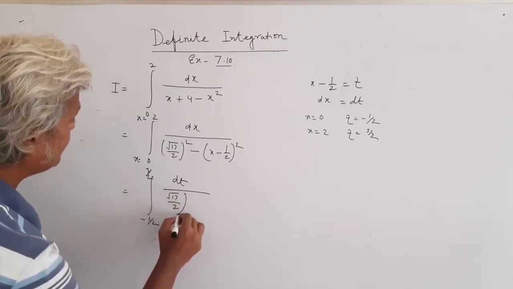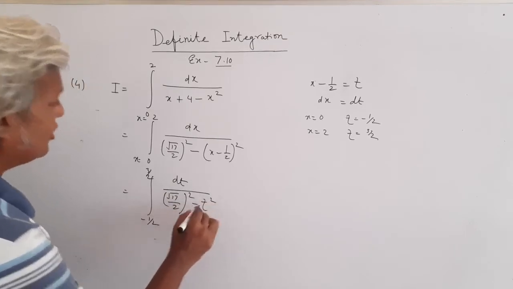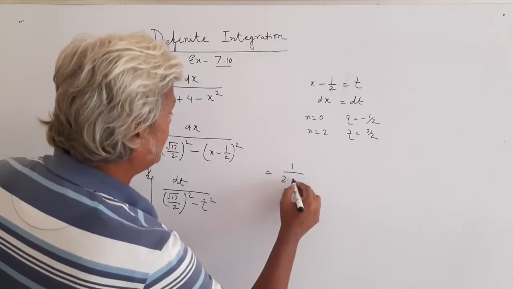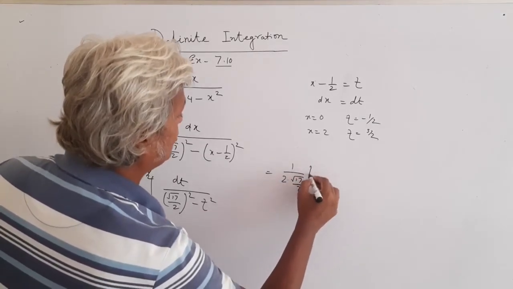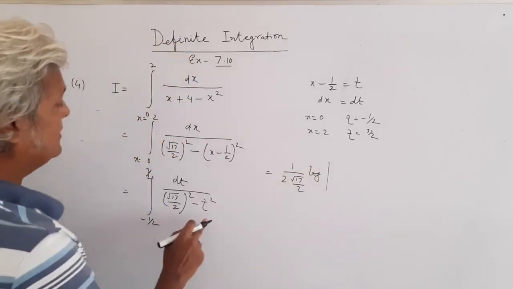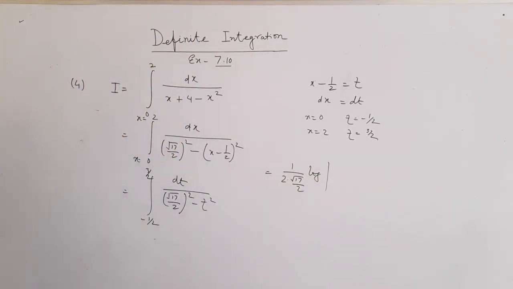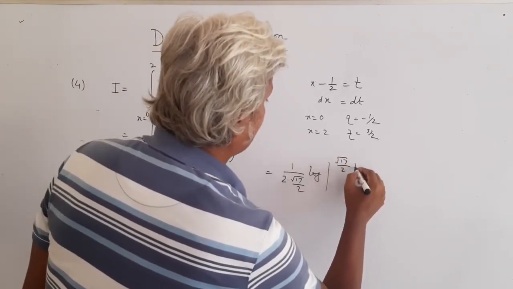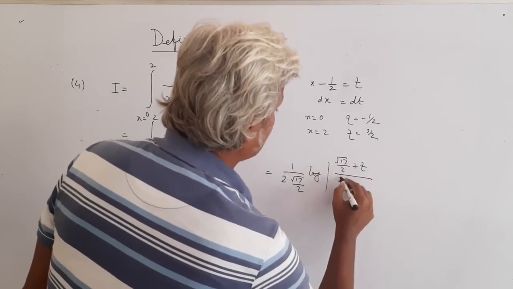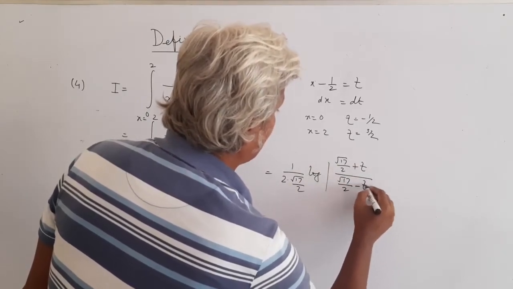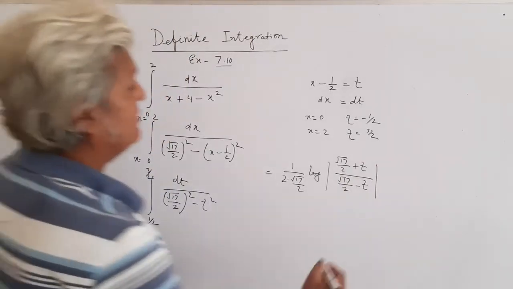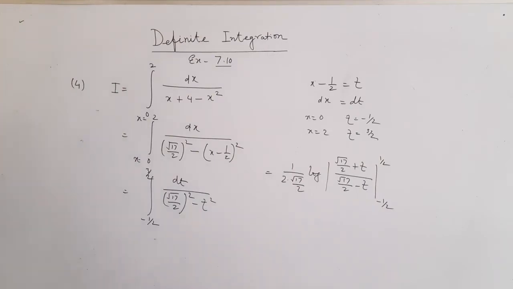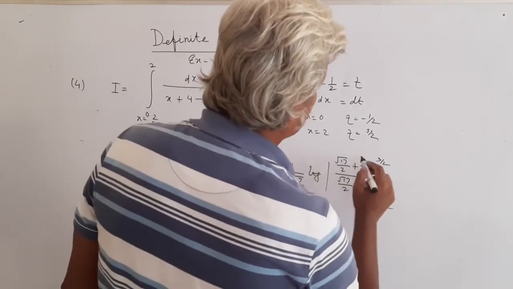under root 17 by 2 whole square minus t square. On integration you will find this as 1 over 2a, that is 1 over 2 into under root 17 by 2, log mod, this is a square minus t square, so it goes as a plus t over a minus t, that is under root 17 by 2 plus t over under root 17 by 2 minus t. Okay, and the limit will be again minus half to 3 by 2, sorry, this is not half, this is 3 by 2.